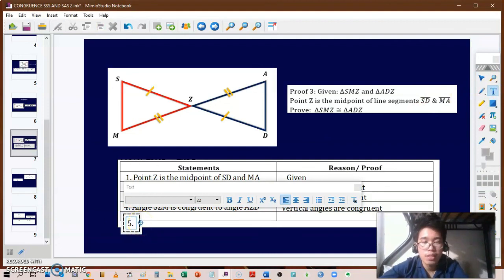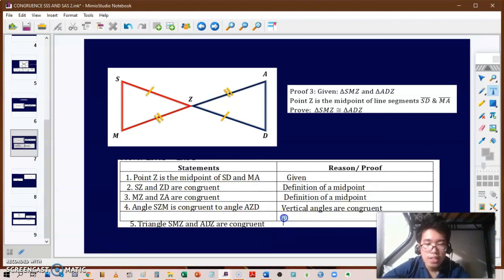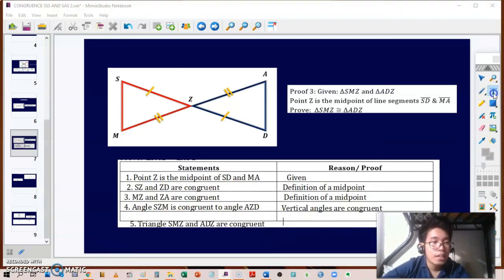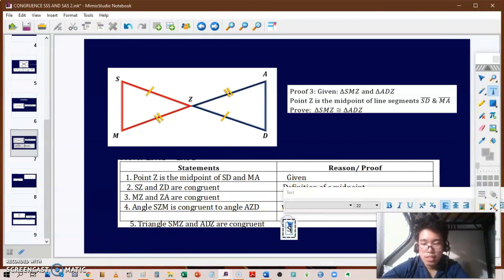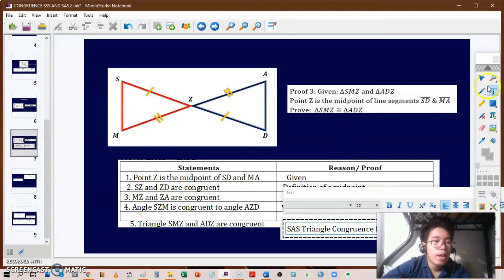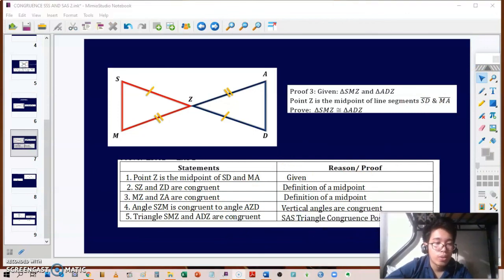So number 5, we can say that triangles SMZ and ADZ are congruent based on the SAS, or side angle side, triangle congruence postulate. There you go. So we now have completed our proof here. Triangle SMZ and ADZ are congruent based on the SAS triangle congruence postulate.